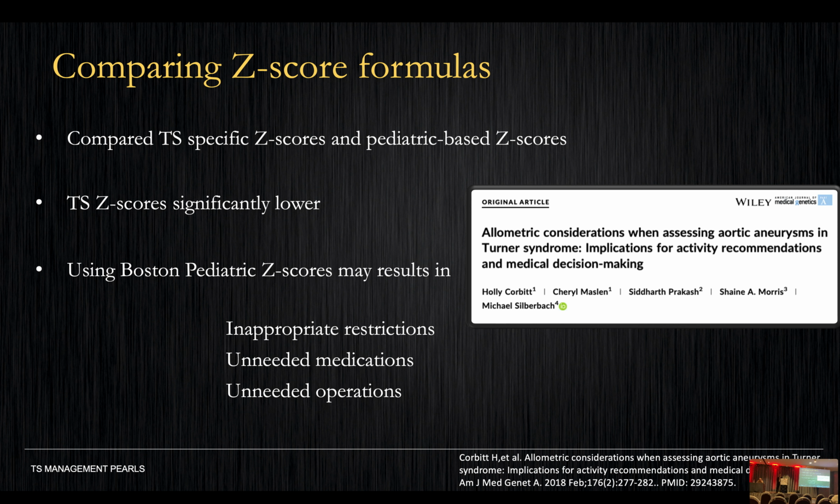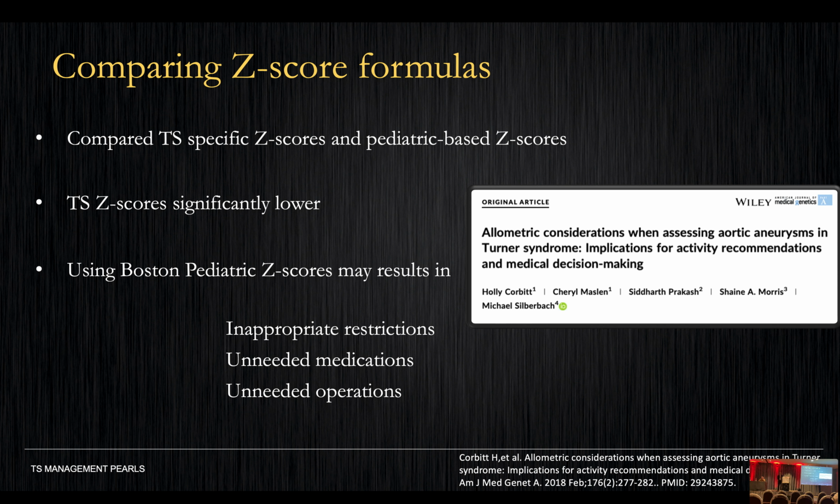And they found that Turner syndrome specific Z-scores were significantly lower, and they concluded that using the Boston Z-scores in Turner syndrome patients would lead to inappropriate restrictions on healthy physical activities, unneeded medications, and unneeded operations.